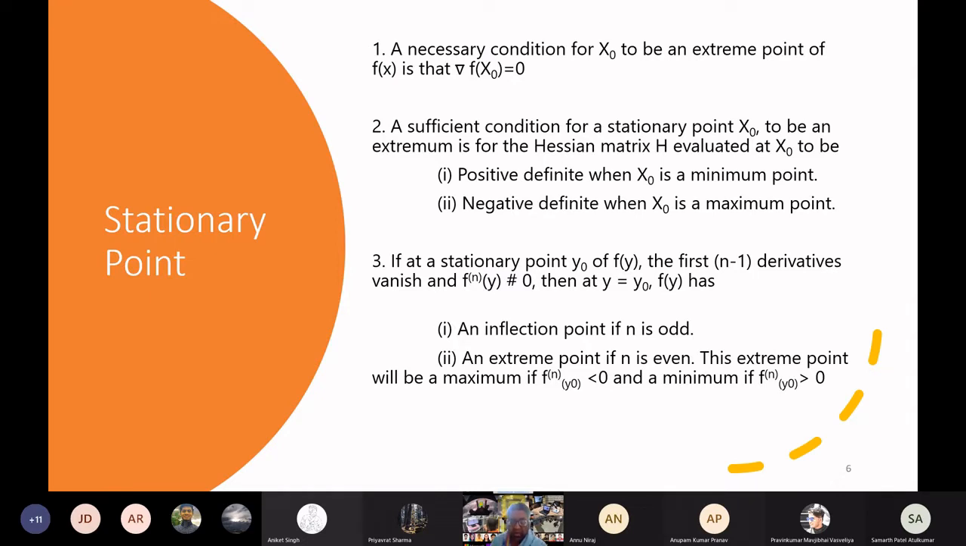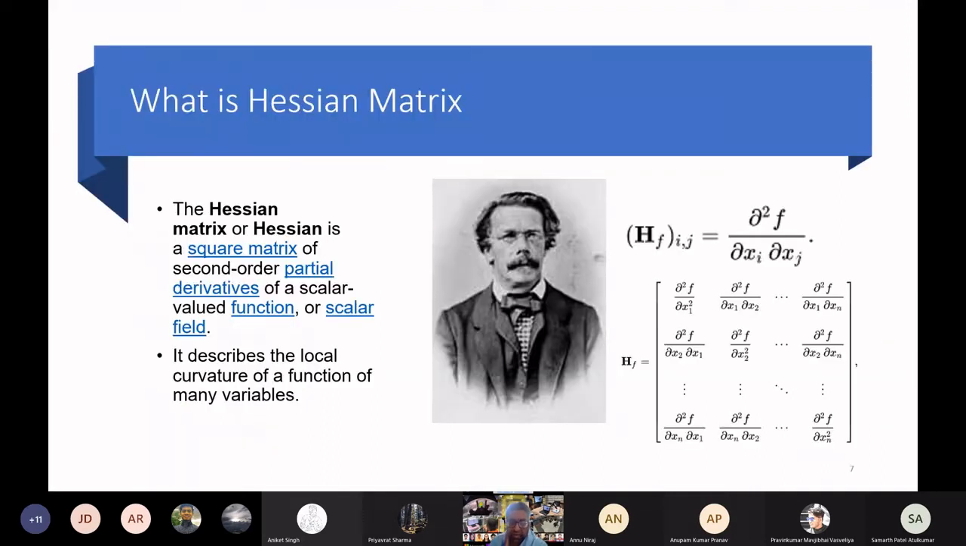So when we are talking about the Hessian matrix, it is a square matrix of second order derivatives. So this is the generic formula, and this is the expansion of the generic formula. And it describes the local curvature of a function of many variables, or the curvature of a higher dimensional space, just like the second derivative gives us an idea about the curvature in a 2D case or a 3D case.